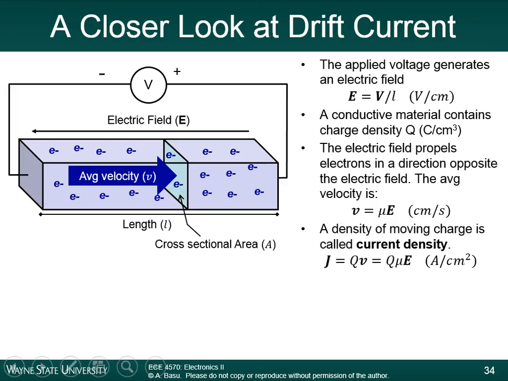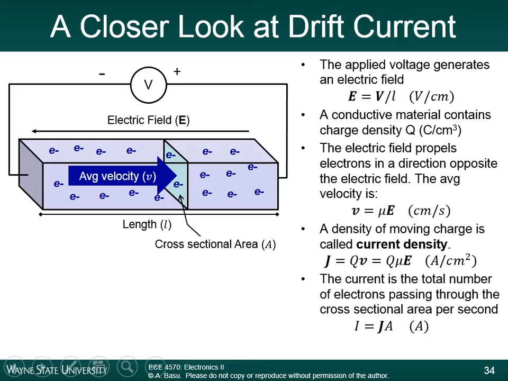You can think about it as sort of a flux. Now the current, the total current in the material, the concept that you're familiar with, is the total number of electrons passing through a cross-sectional area per second. So the current is equal to the current density times the cross-sectional area. The units for current are amps. So current density is amps per centimeter squared. You multiply that by a cross-sectional area, centimeter squared, and you get the total current in amps. This is drift current. This is the movement of current through a resistor.